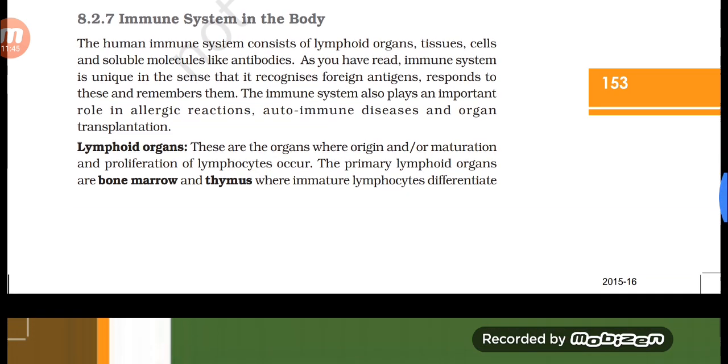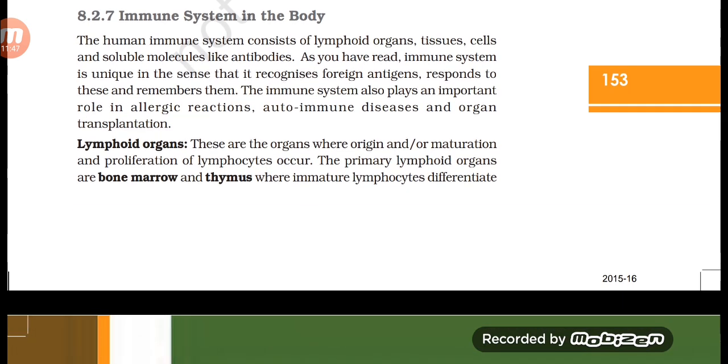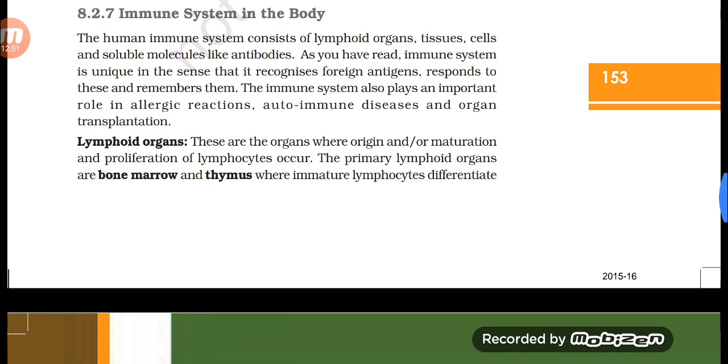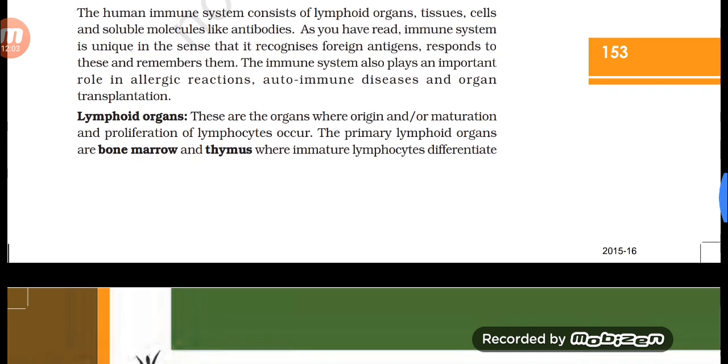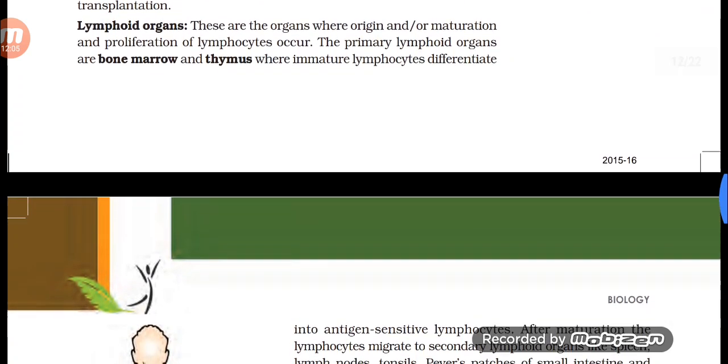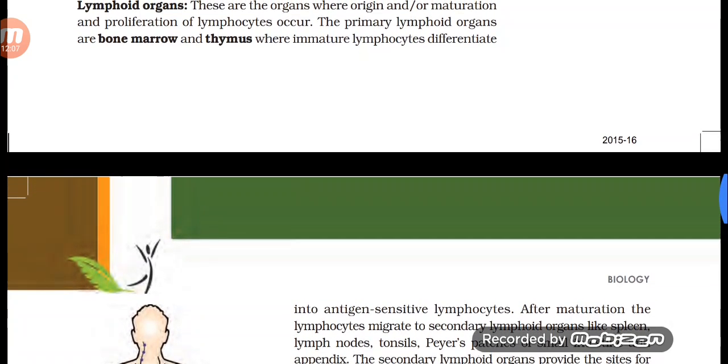Now, the immune system in the body. The human immune system consists of lymphoid organs, tissues, cells, and soluble molecules like antibodies. As we have read, the immune system is unique in the sense that it recognizes foreign antigen, responds to these, and remembers them. The immune system also plays an important role in allergic reactions, autoimmune diseases and organ transplantation.